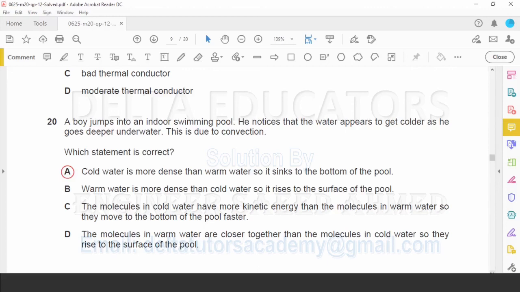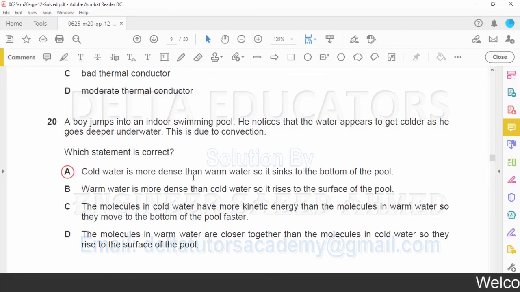What is convection? Convection is a mode of heat transfer in liquids and in gases. Which statement is correct? Option A, cold water is more dense than warm water, so it sinks to the bottom of the pool. Yes, it is the correct option. Cold water is more dense, that's why it is at the bottom, and warm water is less dense, that's why it is over the cold water. So this option is the correct option.